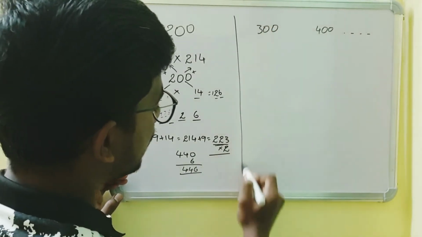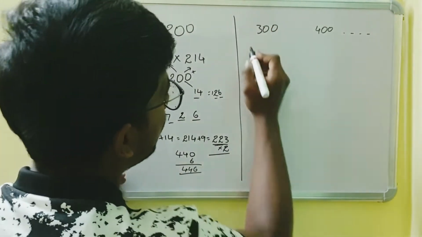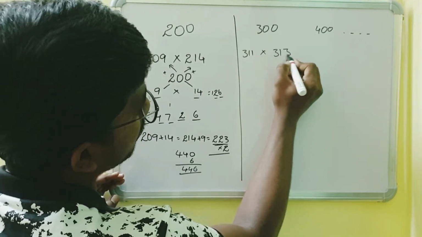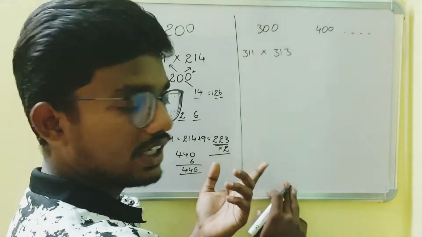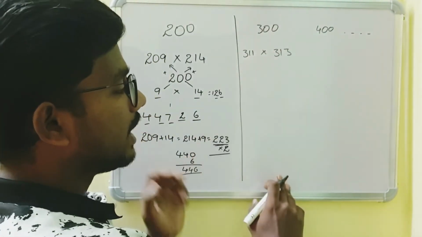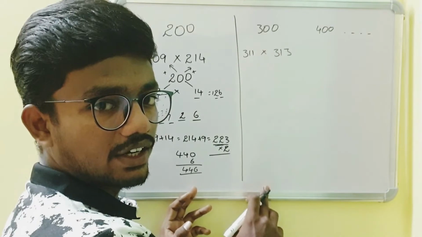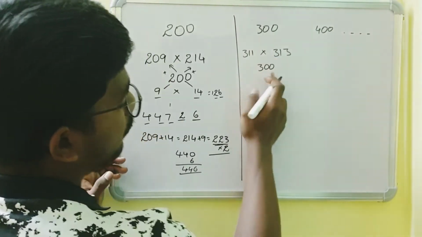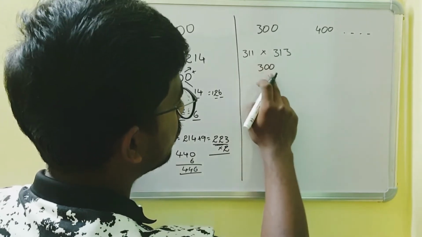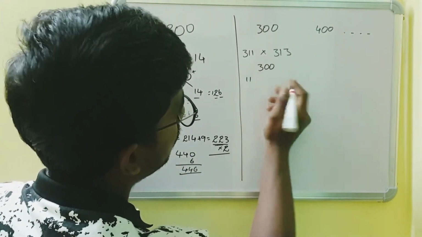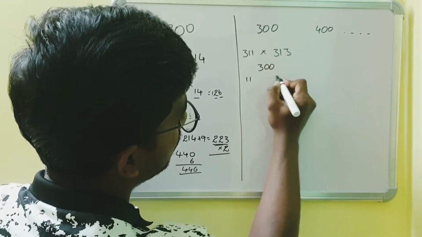Okay. For 300, I will take 311 into 313. These two values are greater than 100 and are also nearer to 300. So I will take 300 as my common value, and after taking 300, we have to take out the difference. See, taking 300 from 311, I will get 11, and 300 from 313, I will get 13.